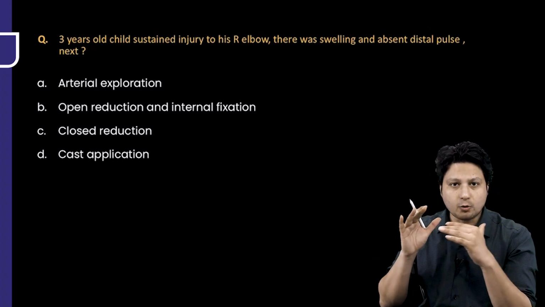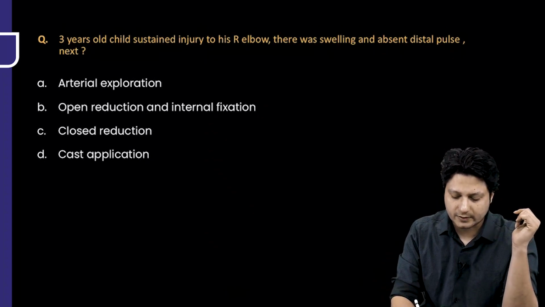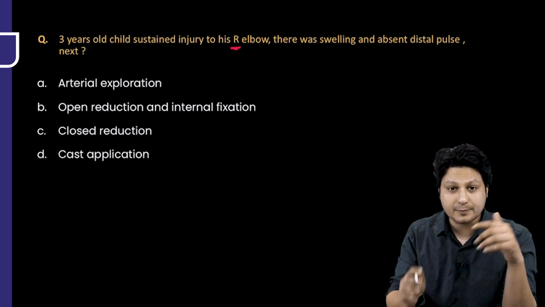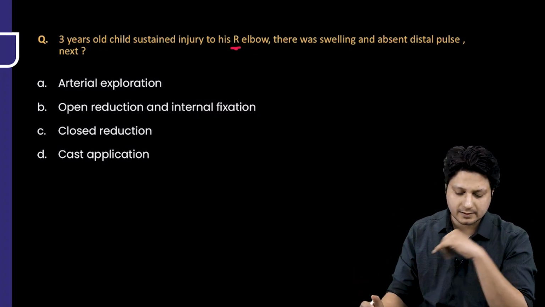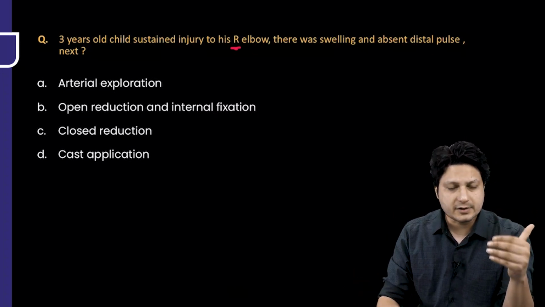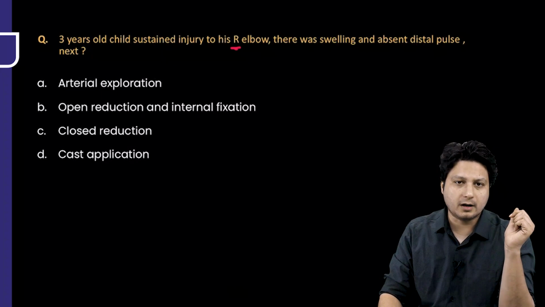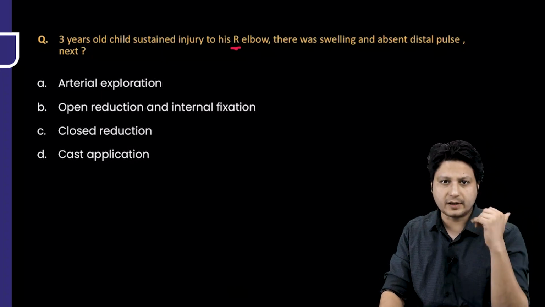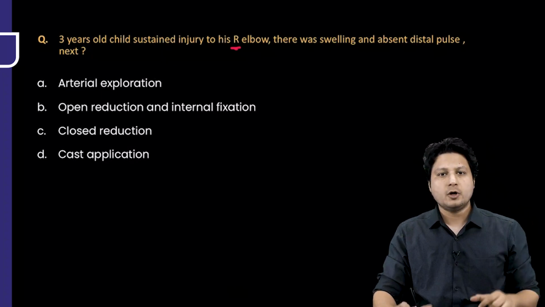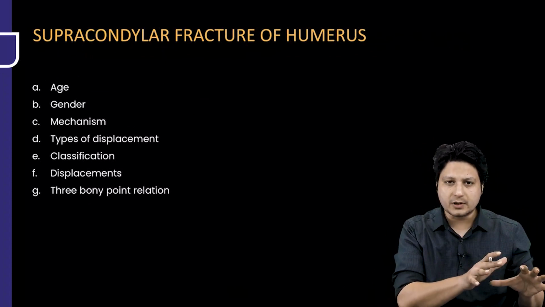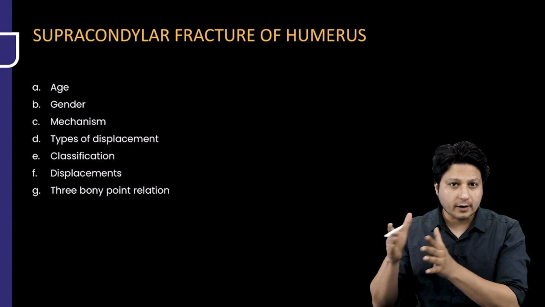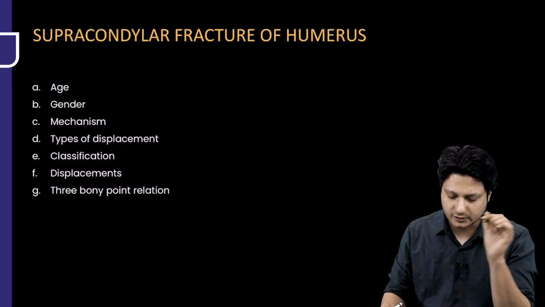Then, a 3-year-old child has sustained injury to his right elbow, there was a swelling and absent distal radial pulse. What is the next step for the management of the child who presented with this kind of situation? So all these sample questions are in accordance to the topic, that is supracondylar fractures of the humerus.